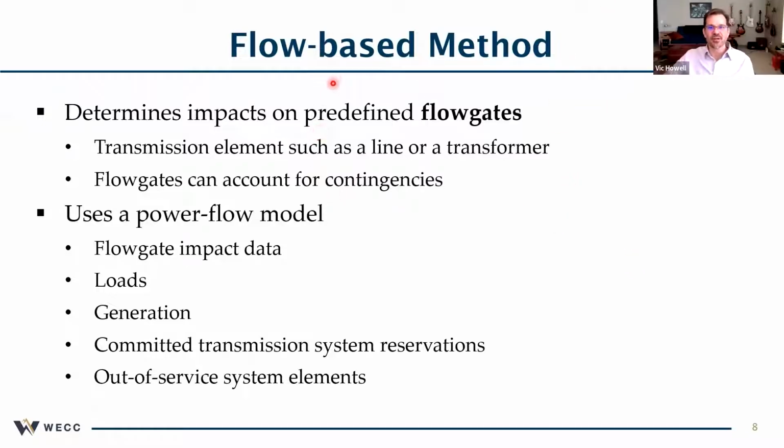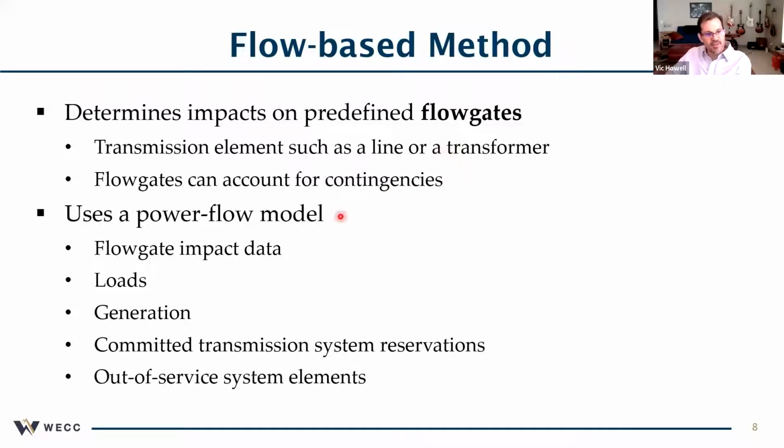Okay, so under the flow-based method, the flow-based method determines impacts on predefined flow gates. And you've probably heard that term before. So what the heck is a flow gate? Very simply, a flow gate is a transmission element on the system. Could be a line, could be a transformer, and flow gates can also account for contingency elements. For example, you can say, what's the flow on this line if this other line trips, right? So that can exist as a flow gate.